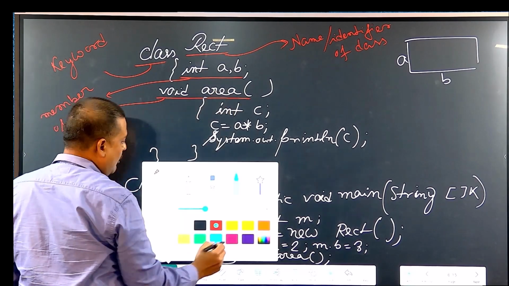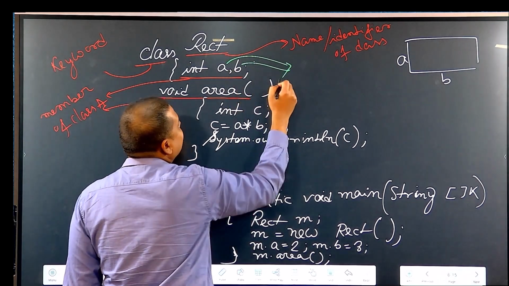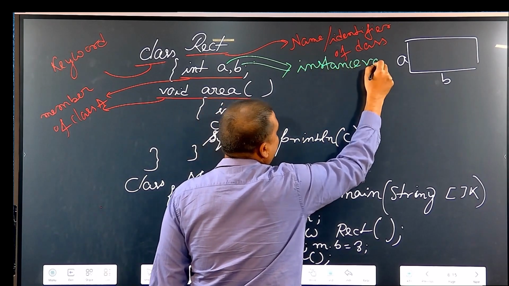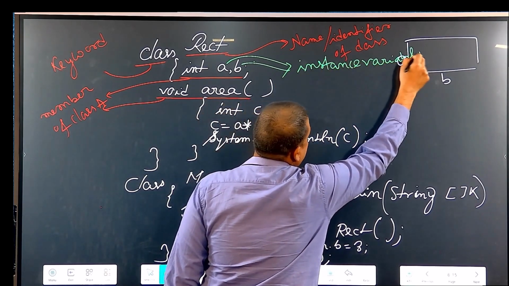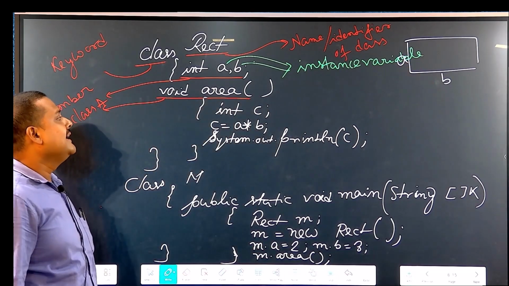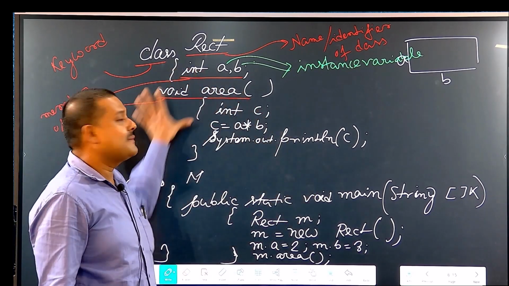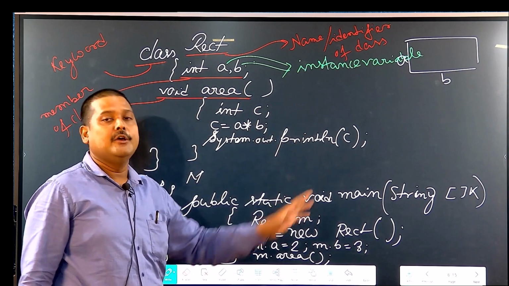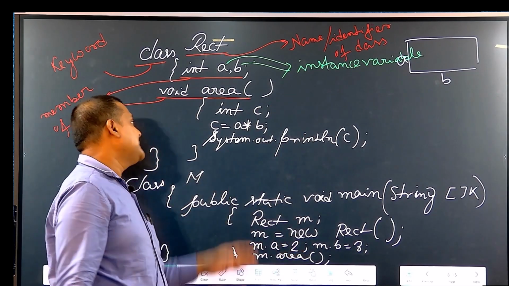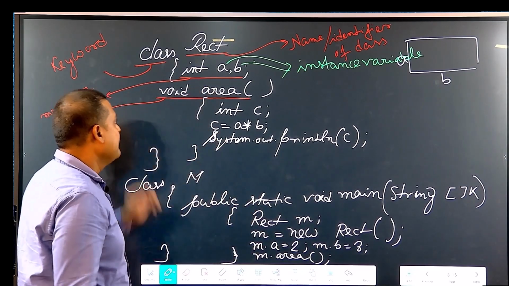These a and b are also named as instance variables. What does it mean by instance variable? Instance variables are not present in memory, they are like a template. When we load the program, at that particular time, no memory space will be allocated. When we call this one, then memory space will be allocated. Okay, I will come to that.